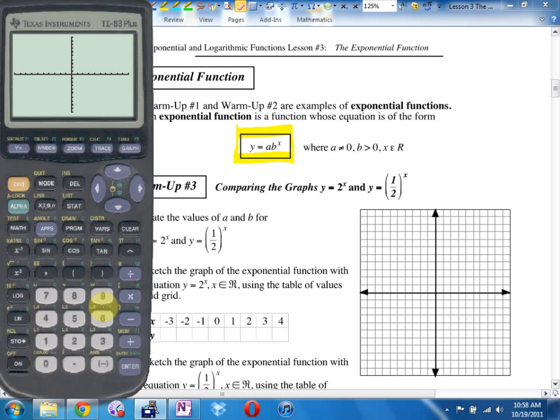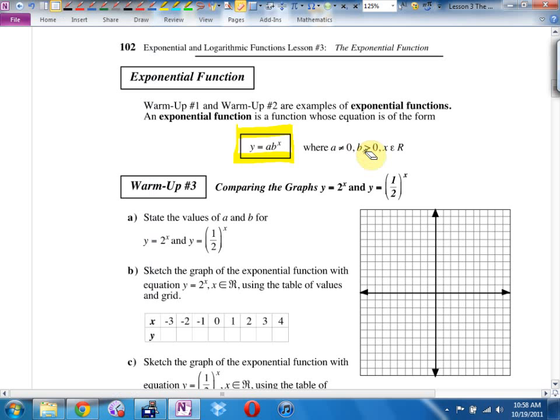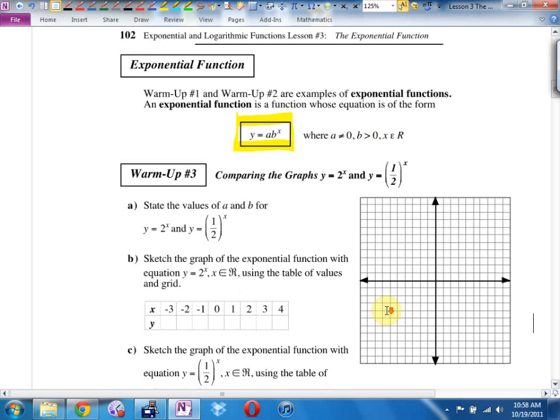Maybe that's too big. Let's try a smaller number. Your calculator doesn't even know how to graph it. So the base has to be positive. Let's look at two graphs, and we're going to do these in our head. We're going to compare 2 to the x and 1 half to the x. We're going to do these pencil and paper, not with technology.